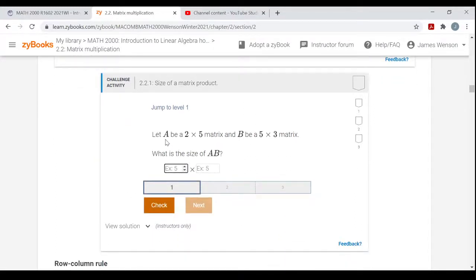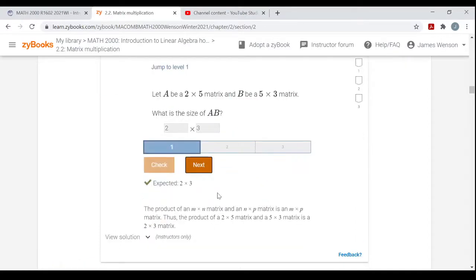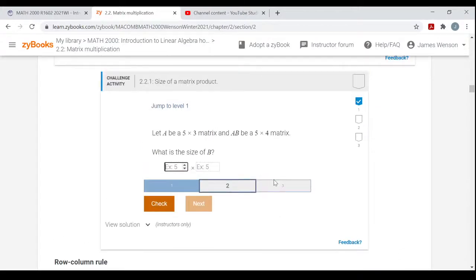So here, A is a 2 by 5 matrix, B is a 5 by 3 matrix. So again, what would be the dimensions of A times B? Well, the columns of the left matrix is the same as the rows of the right matrix, 5 and 5, so that's good. So with the outer numbers, it would end up being a 2 by 3 matrix as your final result. And I believe that's all of these, just stating the size.